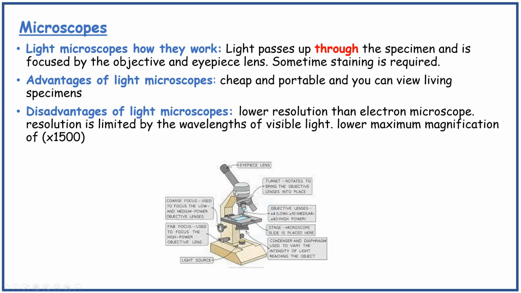So if you look at an optical microscope, you have the eyepiece lens, you have the objective lens, which is usually times 4, times 10 and times 40. You've got the stage, which is where the slide is placed, the condenser to change the light intensity, the light source, the fine focusing wheel and the coarse focusing wheel.